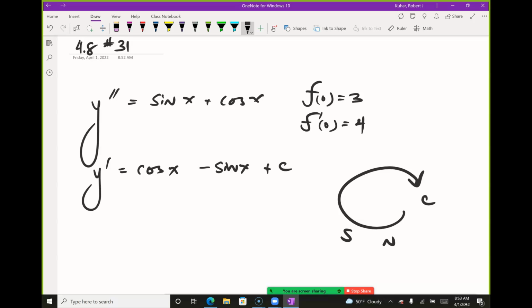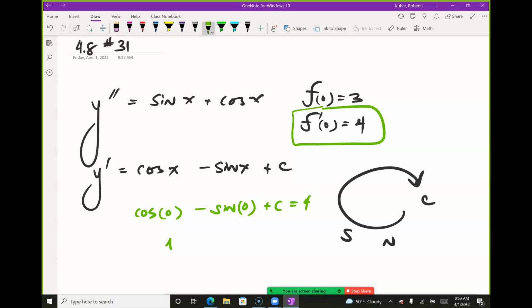And I would like to find c right away, so I'm going to use this information first, because I've got my first derivative now. So I know if I plug in 0, I get 4. So cos of 0 minus sine of 0 plus c equals 4. Cos of 0 is 1. Sine of 0 is 0. So I get c equals 3.